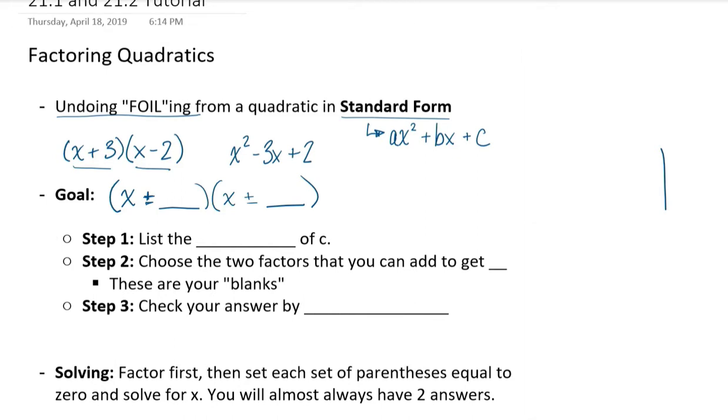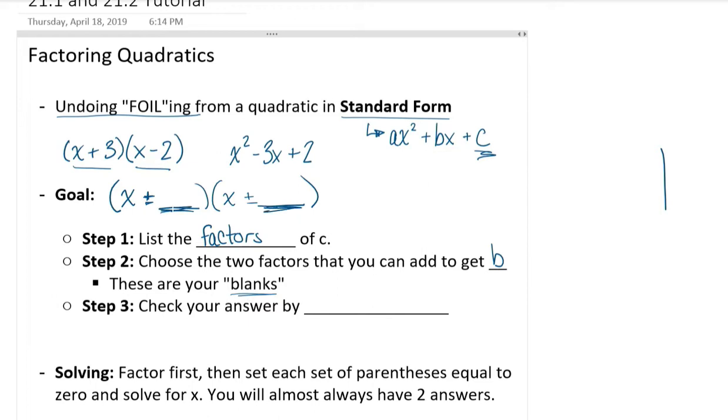In order to do that, you are going to first list the factors of C. Those are any two whole numbers, which can be positive or negative, that you would multiply together to get C. Then choose the two factors that you can add together to get B. Those are going to be the blanks. So whatever those numbers are, that's what you'd fill into these blanks here.